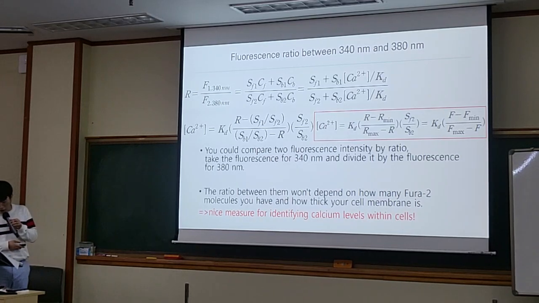It's because the ratio will depend on the occupancy of FURA2 by calcium, what fraction of them are bound to calcium, rather than the absolute number. That's important because your absolute fluorescence will depend on how many FURA2 molecules you have and how thick your cell is, whereas the ratio between them won't depend on that. It's a nice measure for identifying calcium levels within cells, isn't it?